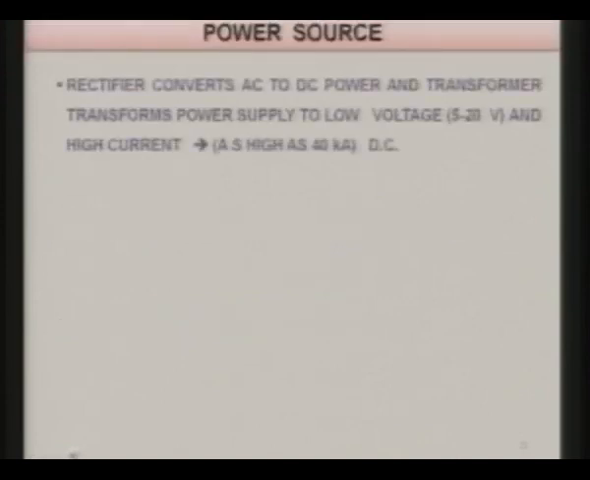Now, the rectifier converts alternating current to direct current power, and the transformer converts the power supply to low voltage, that is normally 5 to 20 volts or 5 to 30 volts depending upon the requirement, and the normal supply is 220 volts. And you require high current in electrochemical machining. Sometimes the highest value of current utilized by some industry is as high as 40,000 ampere, depending upon the inter-electrode gap, the area which is to be machined and so on.